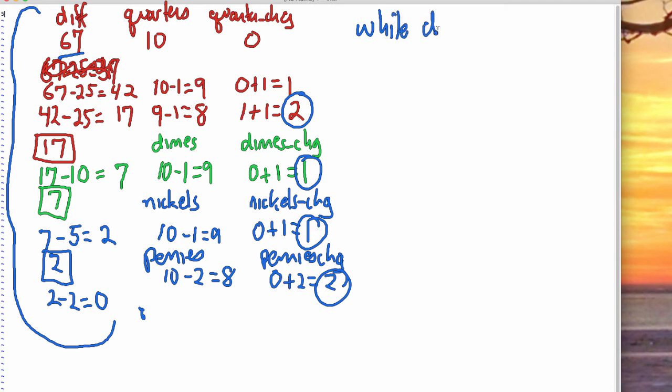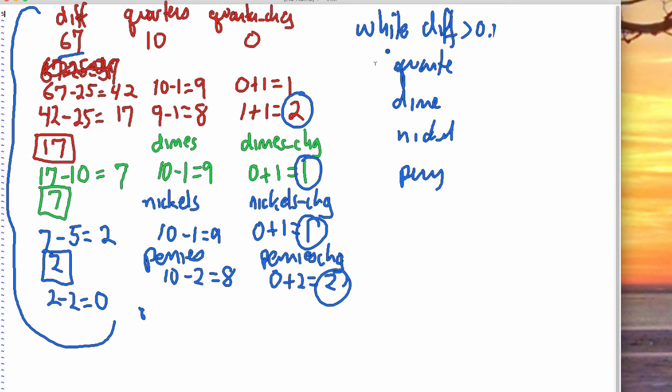Well, one way I can do this is to check. I keep looping while my diff is greater than 0. Once it becomes 0, I'm done. So you really have two approaches. Do a big loop, check for quarters. Oh, do I need a quarter? If not, can I use a dime? If not, can I use a nickel? If not, can I use a penny? And I keep doing that.